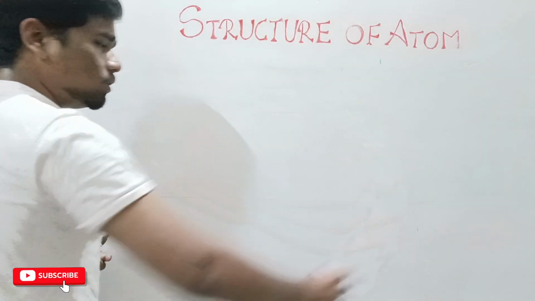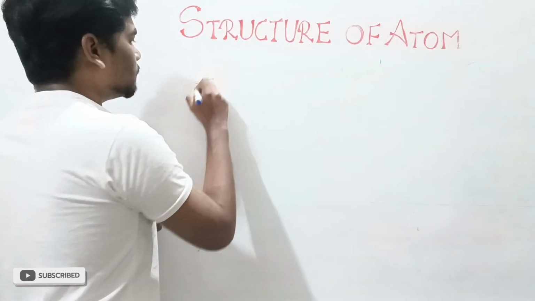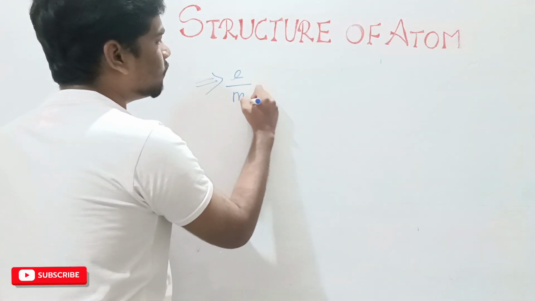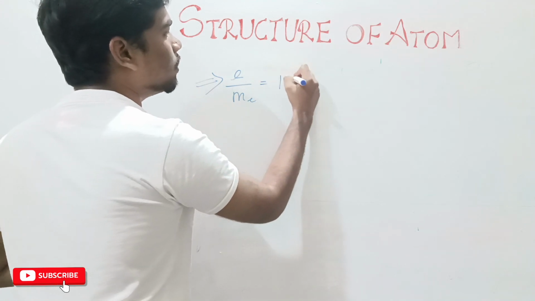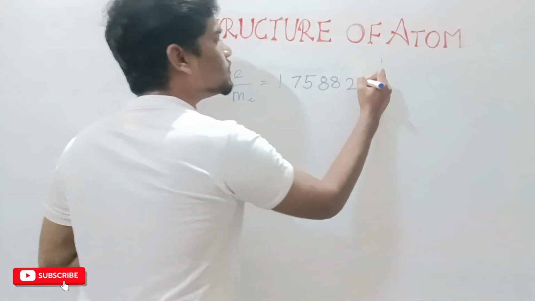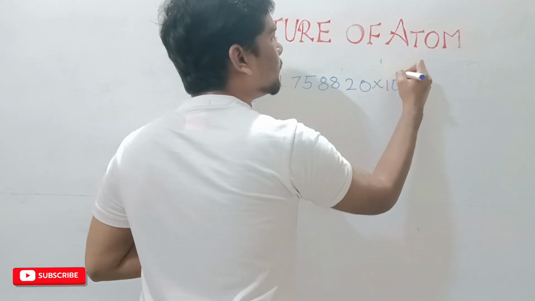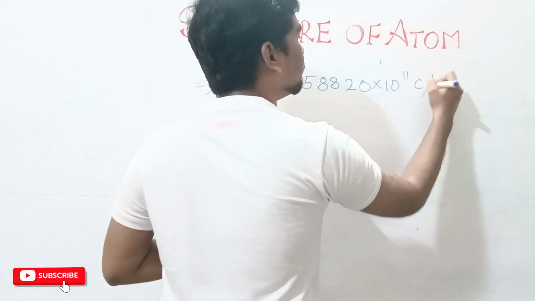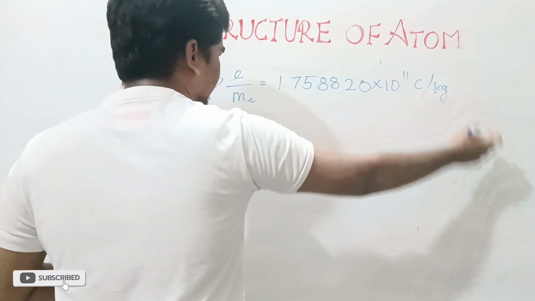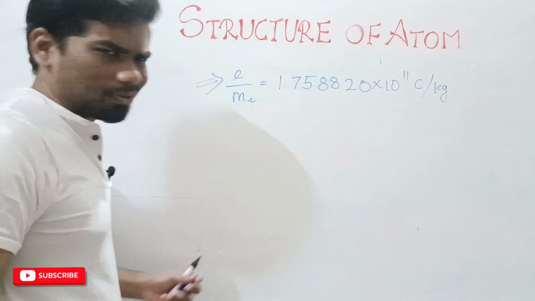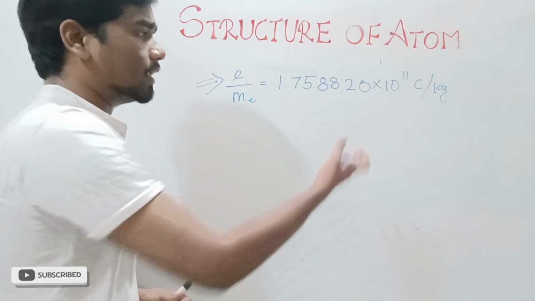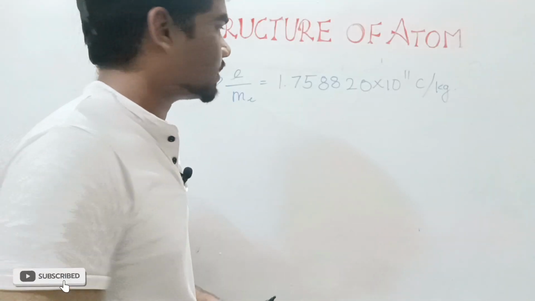So after all those experiments, J.J. Thomson found that the charge to mass ratio of the electron is equal to 1.758820 into 10 to the power 11 coulomb per kg. So my dear friends, this is in terms of kg. You can also write this value in terms of gram also. It's really an easy thing, you can do it yourself.